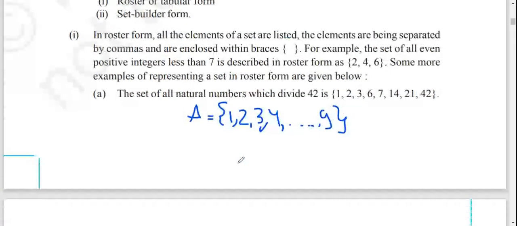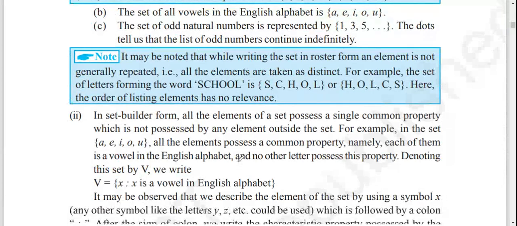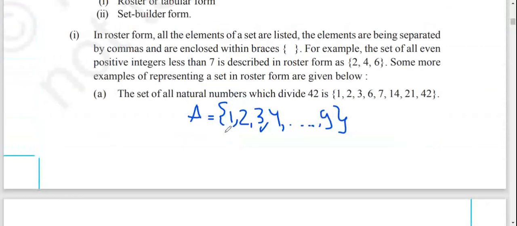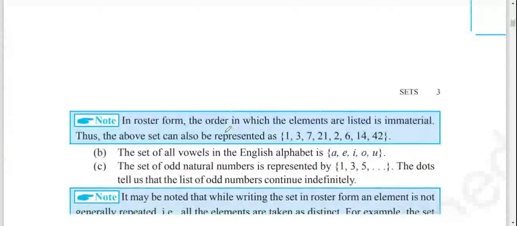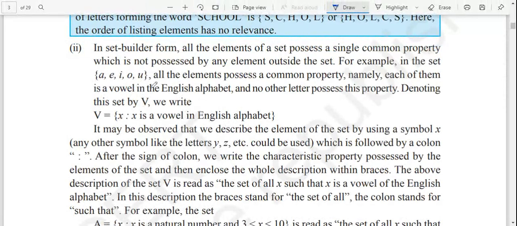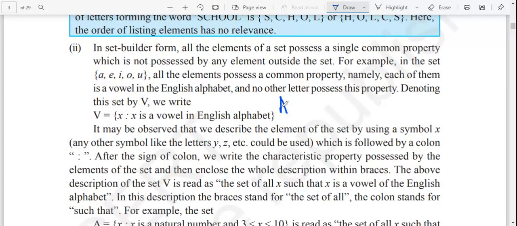Another is the set builder form. If you are given it in set builder form, we write it in a notation. In the first one we took 1 to 9. So let us write it down in set notation form. We have the set name A equals {x : x, what is x?